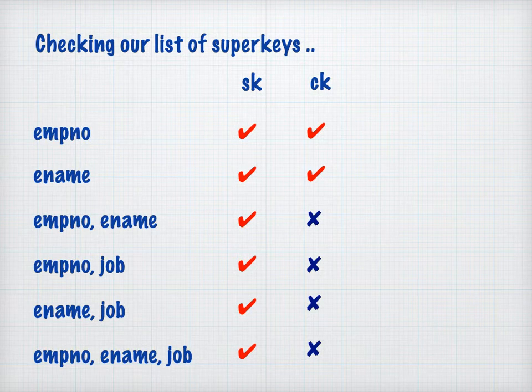We know that ename isn't a really good thing, but I've just left it in the list here anyway. Ename job, we could throw job away. It's not a candidate key. Emp number ename job, well, we could throw job away, we could throw ename away, it would still be a super key. It's not a candidate key. And eventually you whittle it all the way down to the remaining collection of candidate keys. Now I've left ename in here as an example, but I've already pointed out that ename isn't really the appropriate choice for a candidate key.